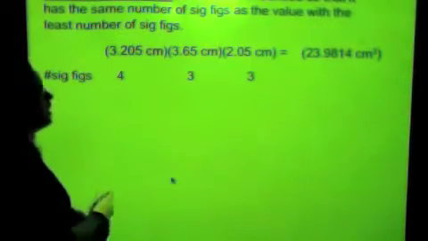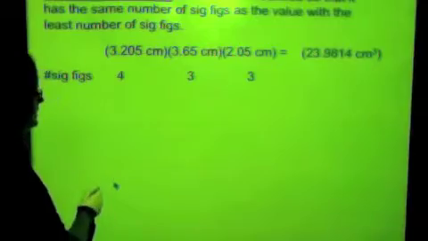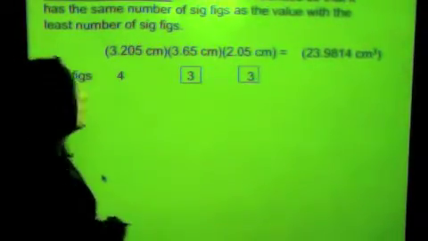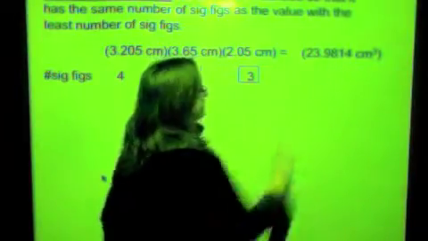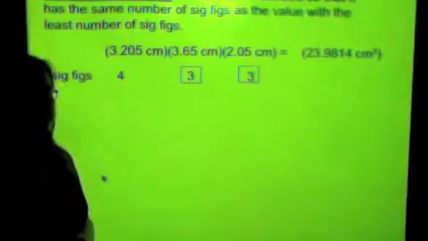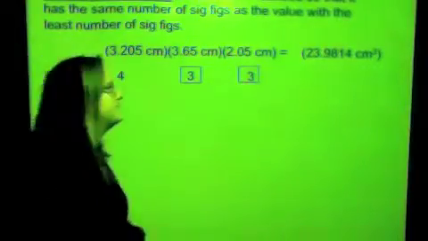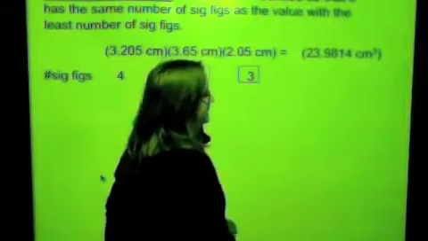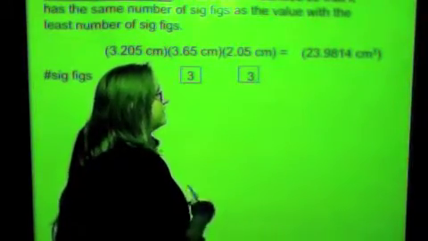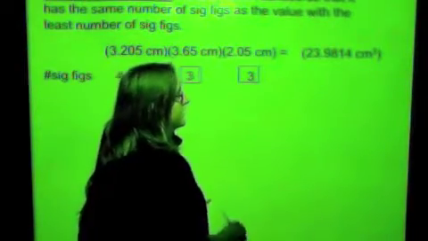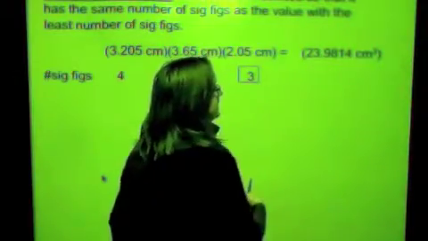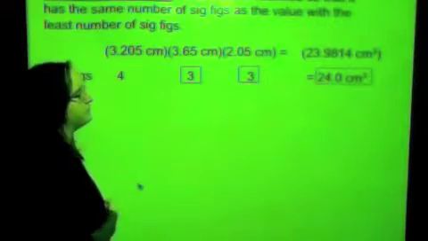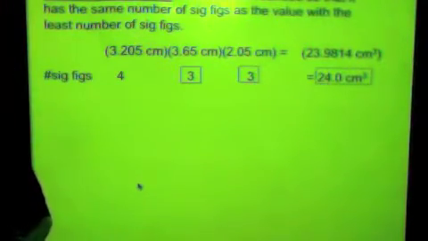So this one, the least amount is 3. Right? They both have 3. This means that our final answer is only allowed to have 3 significant figures. So to make this 3 significant figures, you look at the first 3 numbers, chop it off, and see if the 8 does anything to the 9. Does the 8 do anything to the 9? Yes, it makes it a 10. In that case, your final answer would be 24.0 centimeters cubed.